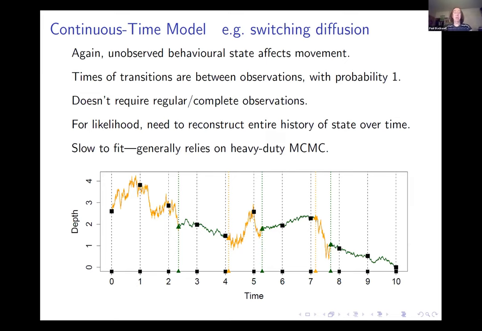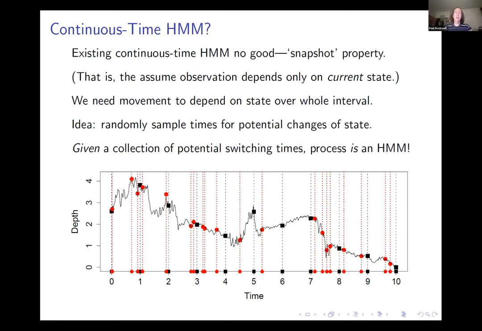So can we get anywhere with trying to steal ideas from hidden Markov models? Well, there is such a thing as a continuous time hidden Markov model, but the off-the-shelf version of that is no good for this purpose, because it has built in what's known as the snapshot property. That is that we assume that observations depend only on the current state, whereas here our observations are effectively the movements between one observation and the next, which naturally depend on behavior of the whole of that interval. One way of trying to address that is to say we look at a process of potential switching times.